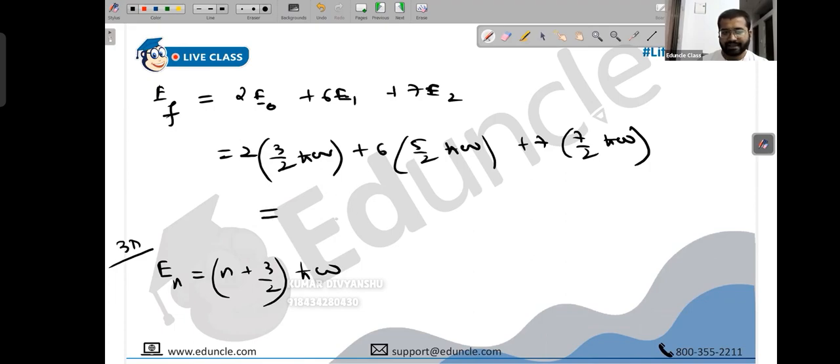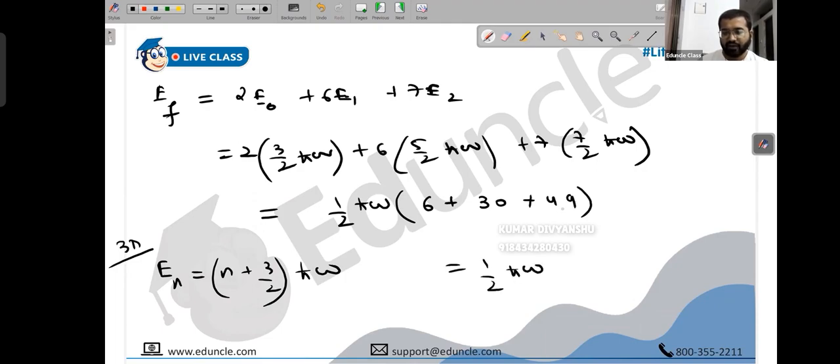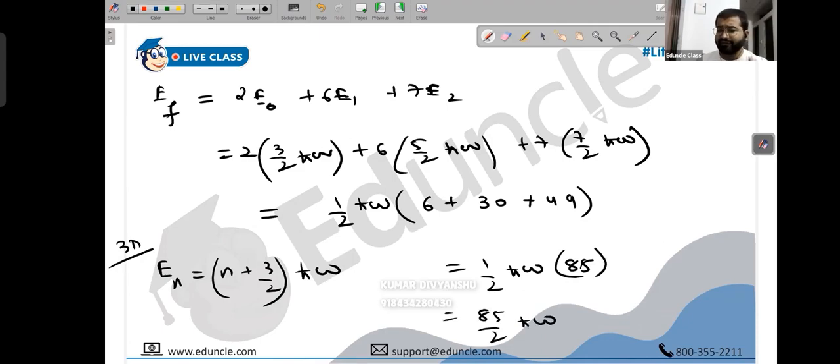Okay. So you can take this half h cross omega common. You'll be left with 2 into 3 is 6, 6 into 5 is 30, 7 into 7 is 49. So we have got half h cross omega into 49 plus 30 is 79 plus 6, 85. Okay, 85 by 2 h cross omega. Answer is 85 by 2 h cross omega. But it depends in what terms they're asking. We have to take the ratio now, so we'll keep it like this. Let's keep it 85 by 2.